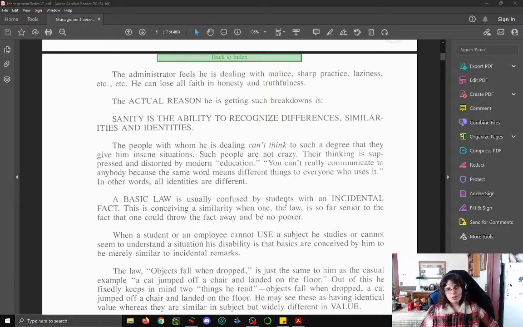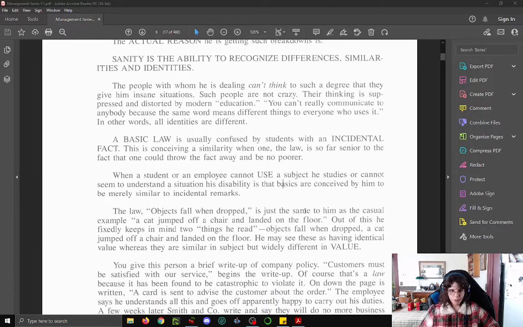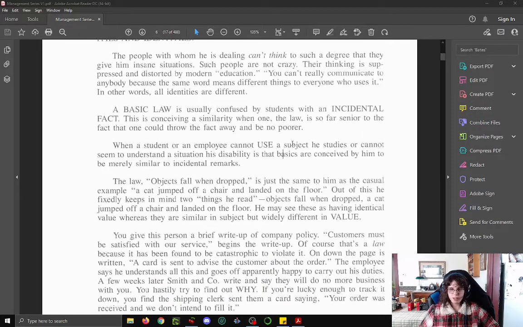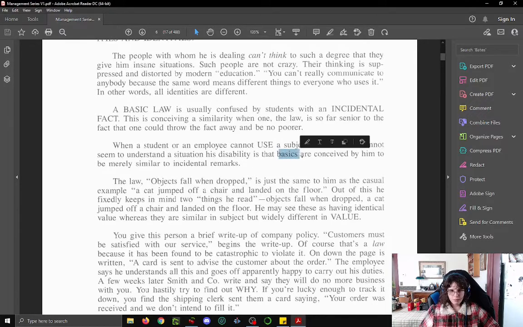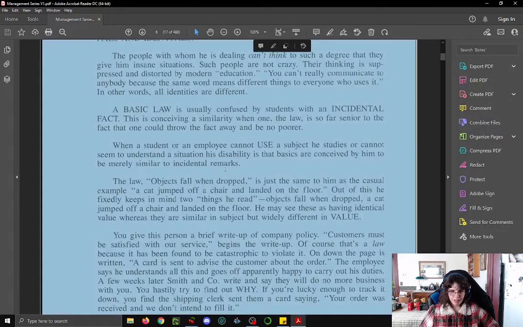A basic law is usually confused by students with an incidental fact. I don't think so. This is conceiving a similarity when one, the law, is so far senior to the fact that one could throw the fact away and be no poorer. When a student or an employee cannot use a subject he studies or cannot seem to understand a situation, his disability is that basics are conceived by him to be merely similar to incidental remarks. What is a basic? And what are the incidental remarks? What does that mean?